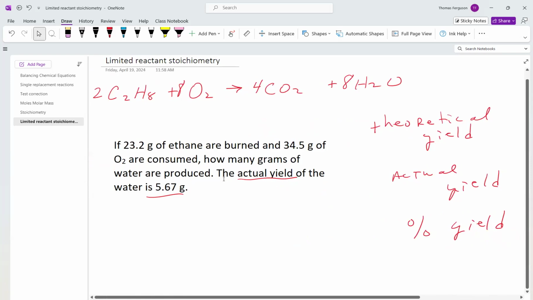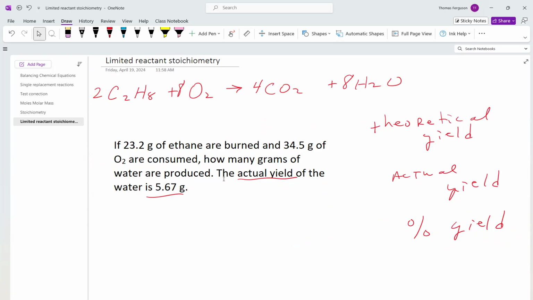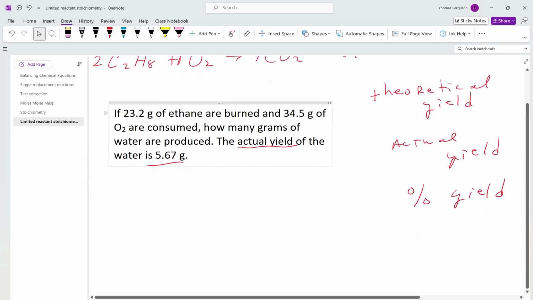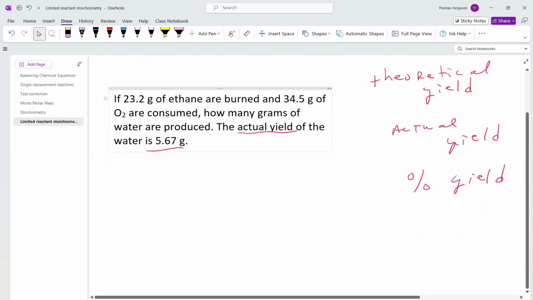Okay, so the first thing we need to do is figure out how much water is produced theoretically. Because there are two givens, we have to figure out which one is limiting the production of water. So that means there are two calculations we need to do. Let's do ethane first.